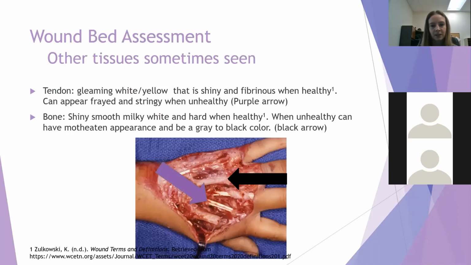Other tissues that you sometimes see, not too often: you can see tendon that will be gleaming white, yellow, that is shiny and fibrous when healthy. And then when it's unhealthy, it can appear frayed and stringy. So the purple arrow is healthy tendon in this case. And then bone is typically shiny, smooth, milky white, and hard when healthy. And when unhealthy, it can have a moth-eaten appearance and be a gray to black color. And the healthy bone is in that black arrow.